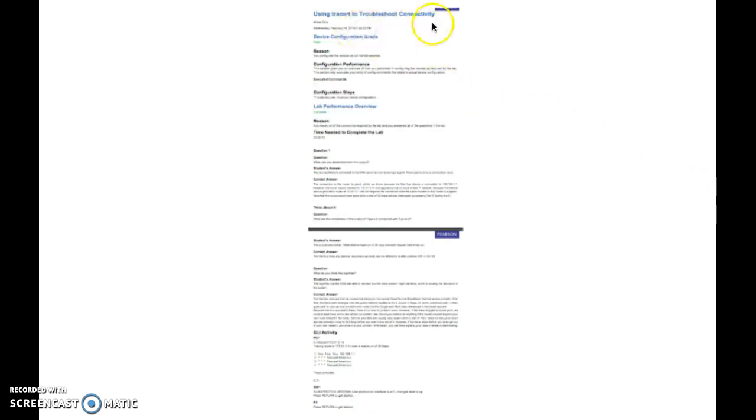Using tracert to troubleshoot connectivity. Again, I had never heard of tracert. It was actually really interesting to have that insight into it. And I am very curious to see how all of this is going to come together further in the field, especially when we will have to do our field work in the future.